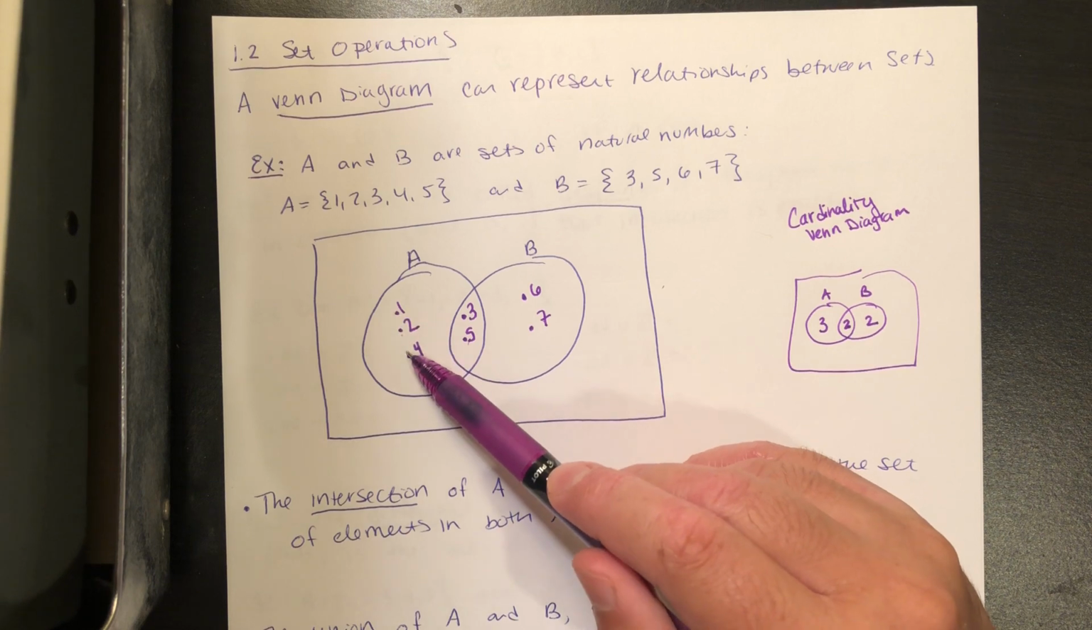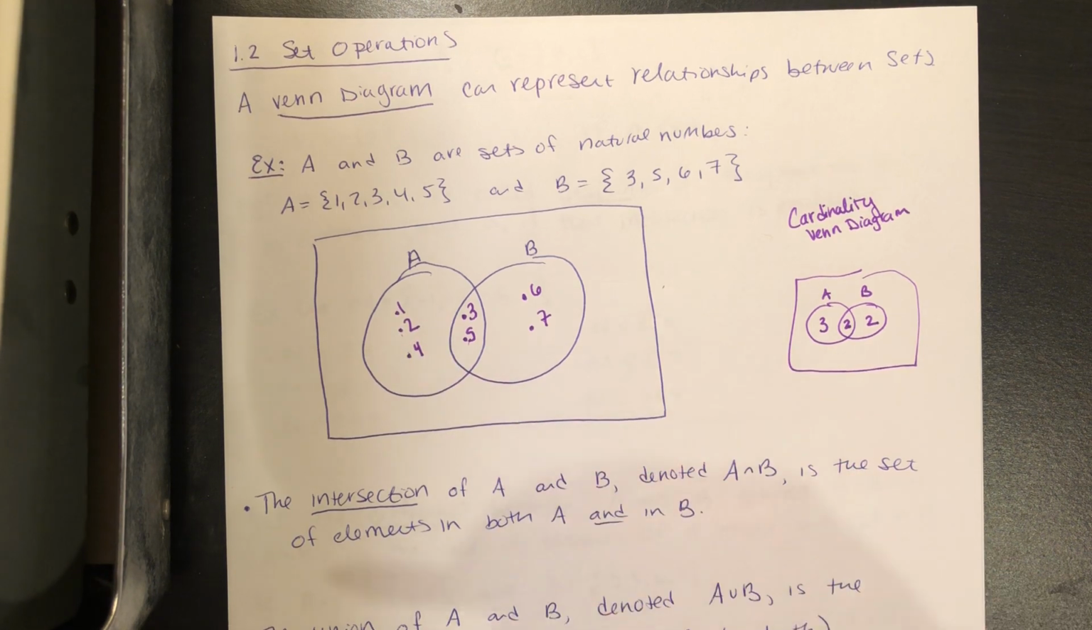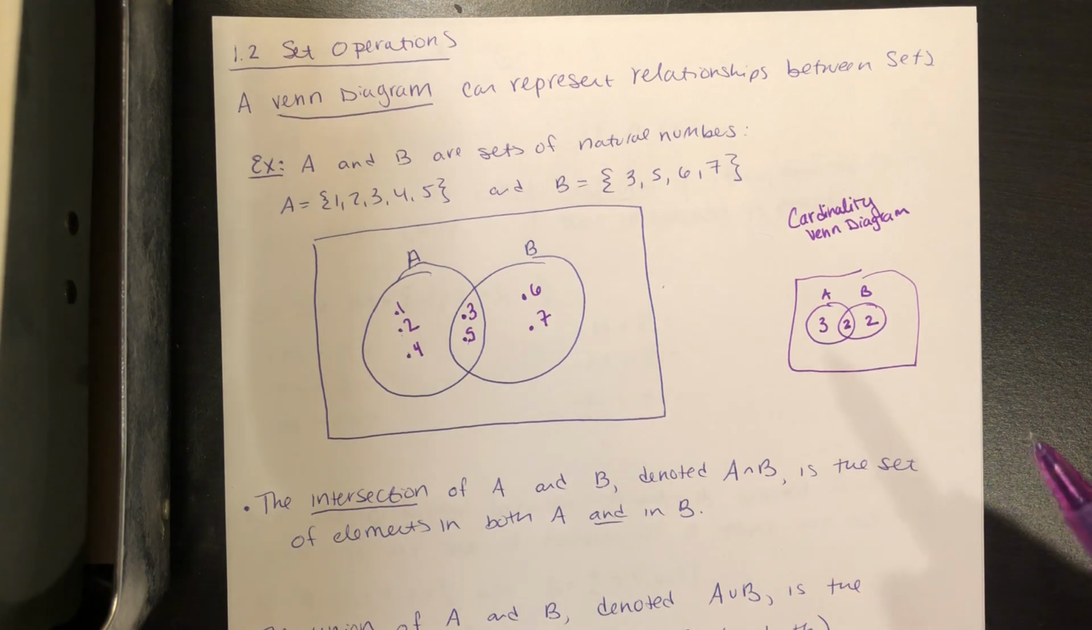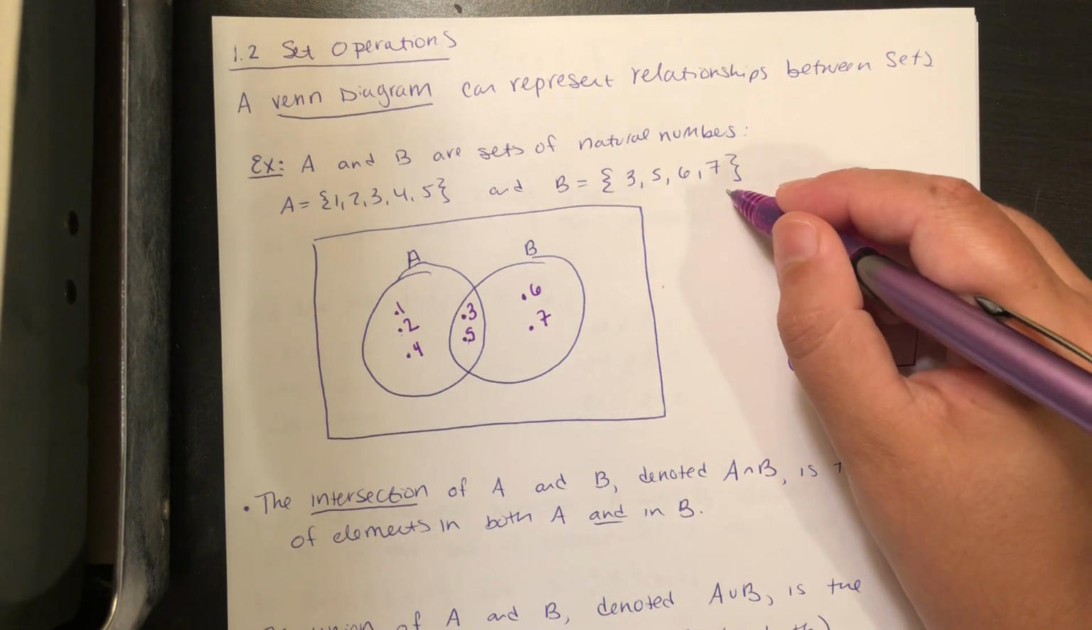Right, so just to make sure that we're keeping things straight, I'm going to put little dots next to the elements here to represent actual elements. If I don't have dots, then that means I'm talking about cardinality. It's just something that we want to be careful about.